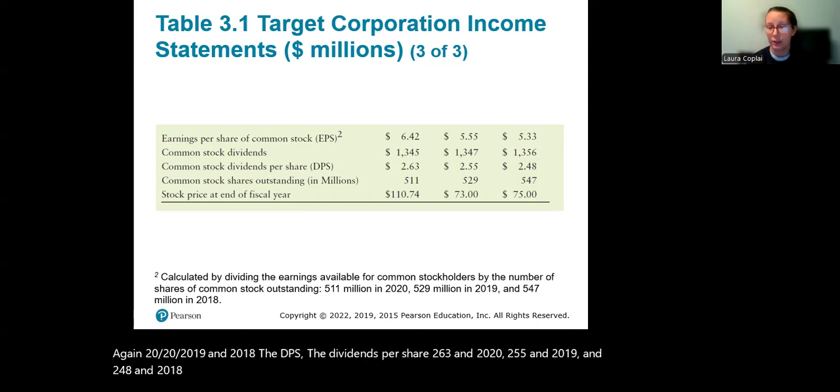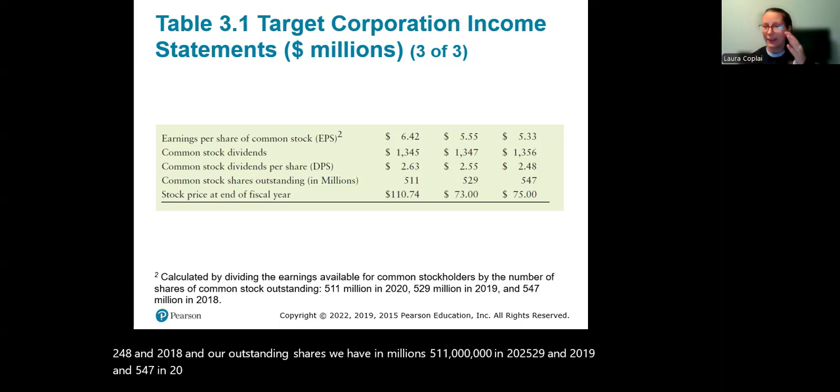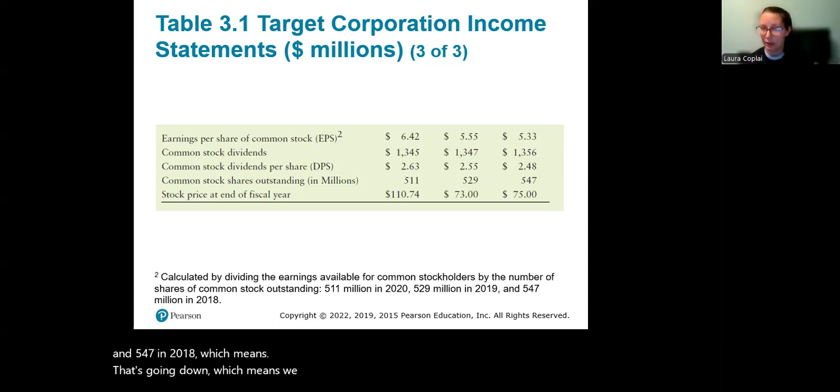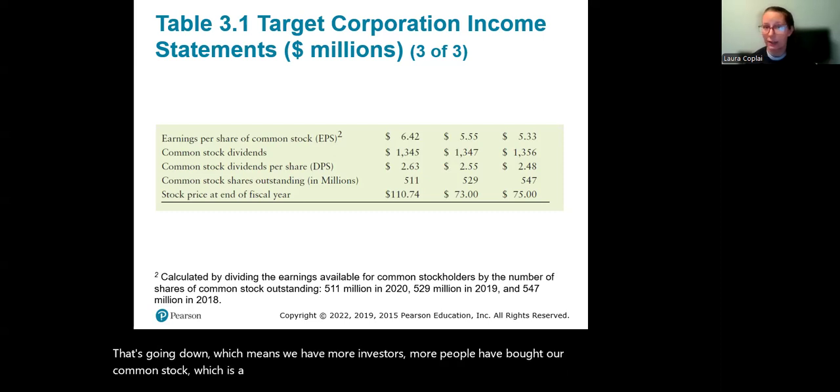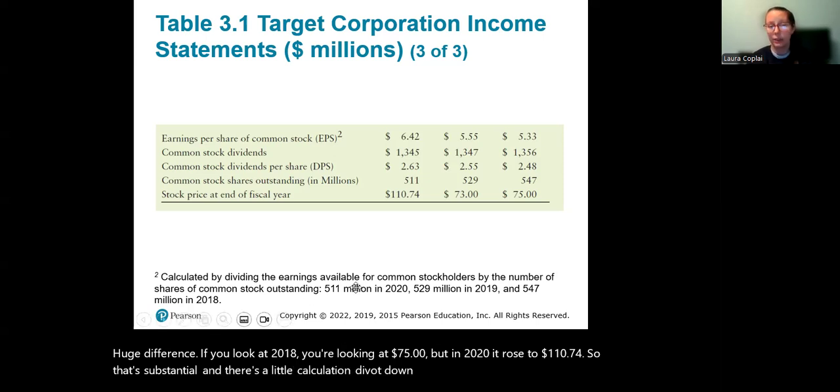And our outstanding shares, in millions, are 511 million in 2020, 529 in 2019, and 547 in 2018. That means the number is going down, which means we have more investors. More people have bought our common stock, which is a benefit to us as Target. Our stock price at the end of the fiscal year shows a huge difference. In 2018, it was $75, but in 2020, it rose to $110.74. So that's substantial.